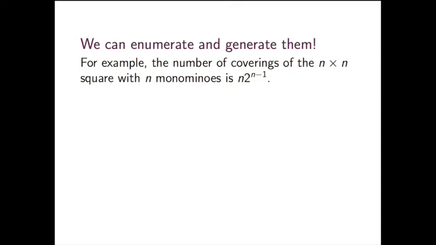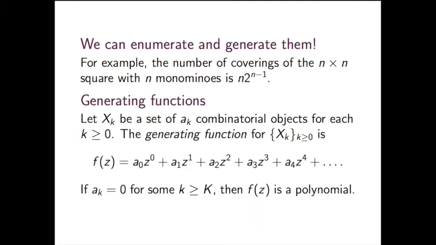So just to quickly define generating functions. If you have a sequence of sets, and in each set there are a sub k things, the generating function for the sequence of sets is this, where the kth coefficient is the number of things in the kth set in the sequence. And if for some k larger than big K everything has size 0, then your generating function is a polynomial. And it turns out that the one I'm going to talk about is a polynomial.